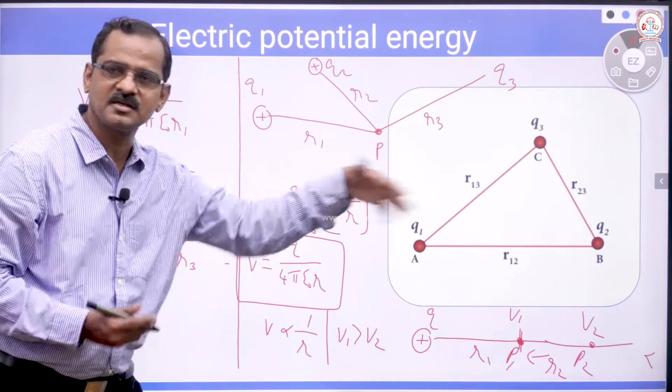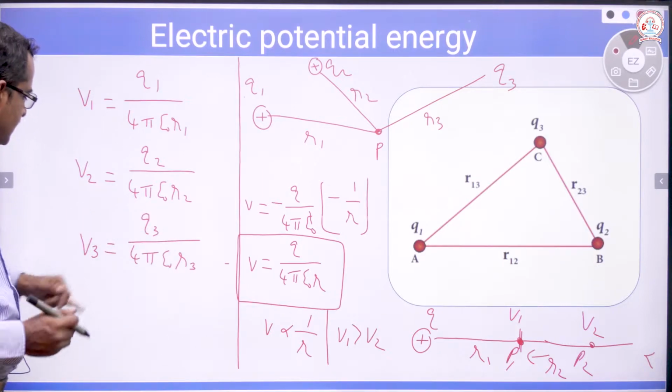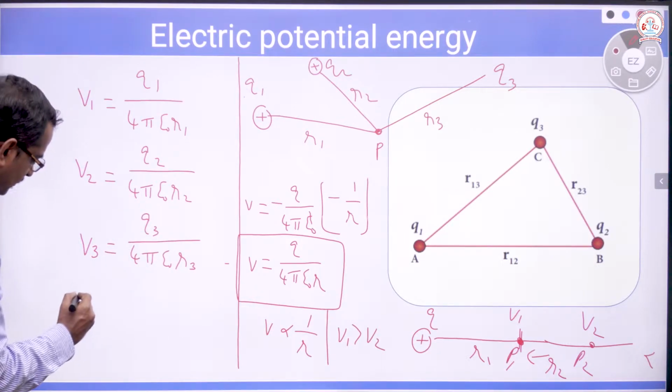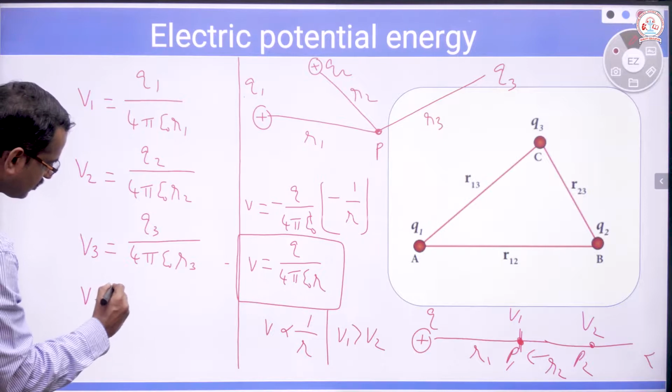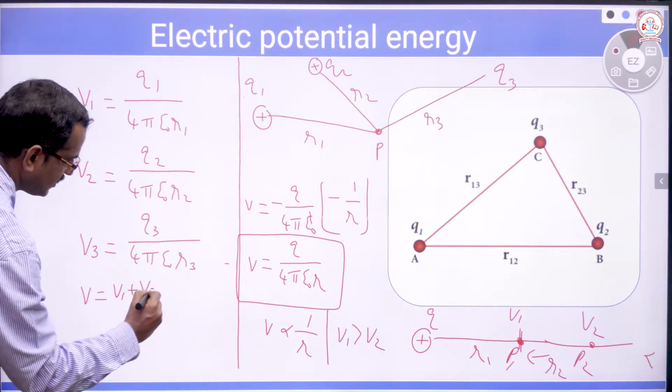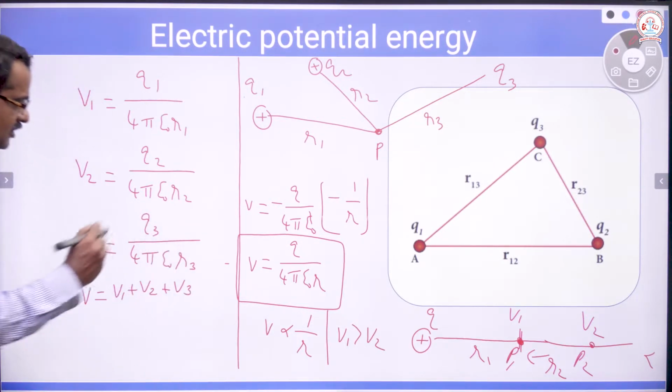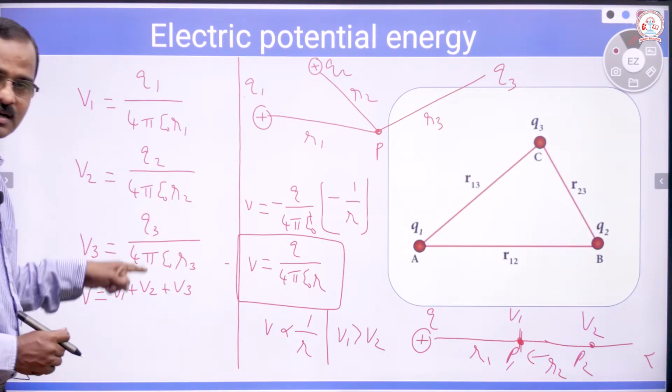In case there are many charges, we can add. Then the resultant electric potential V will be equal to V1 plus V2 plus V3. We have to add all these 3.